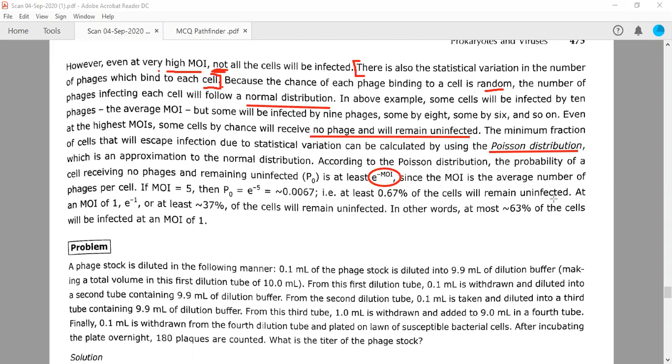If you are not able to get this concept, please tell me or please ask me. I will repeat it again, but this is really important. This is going to help you calculate the number of cells which are not infected even at a high multiplicity of infection. Okay, no problem.